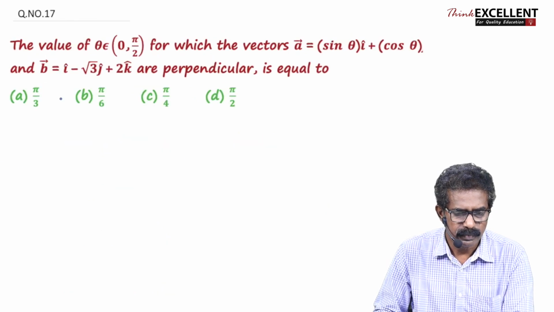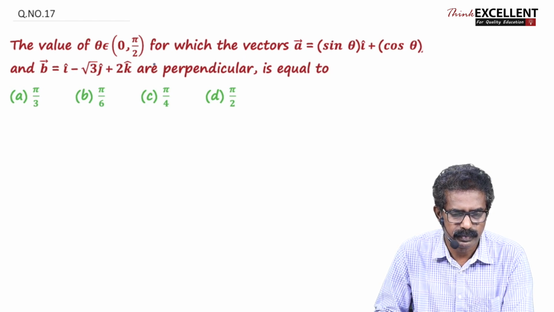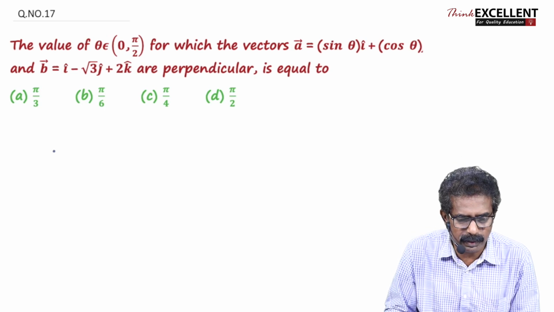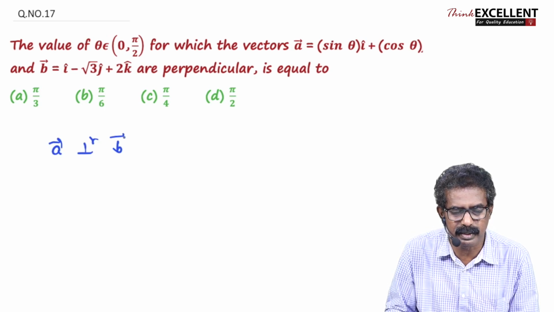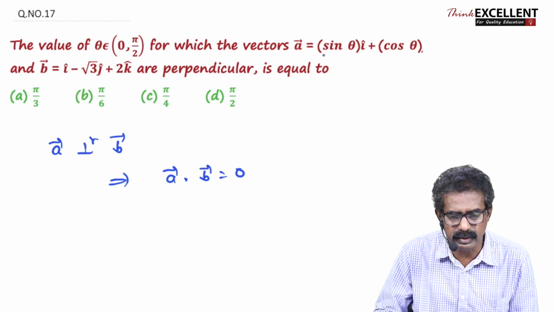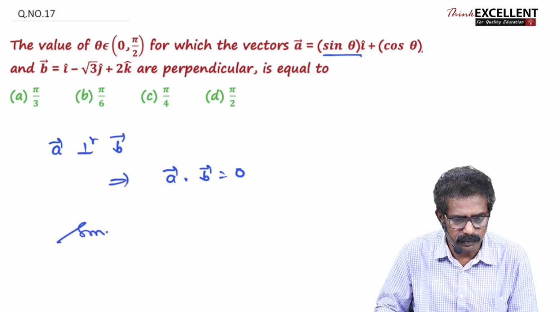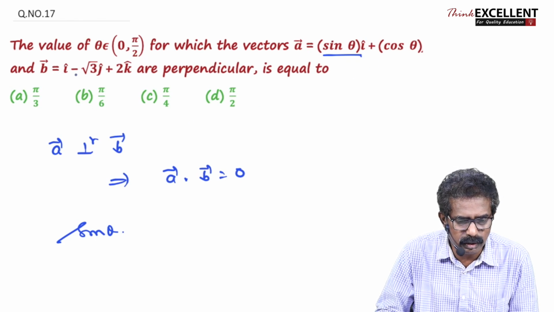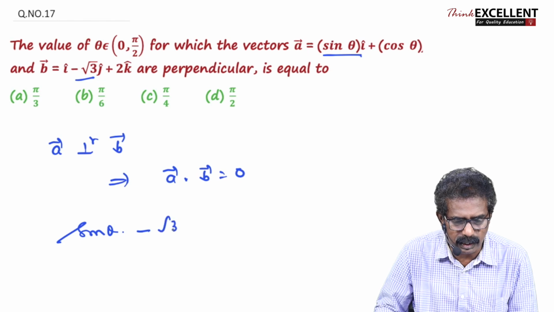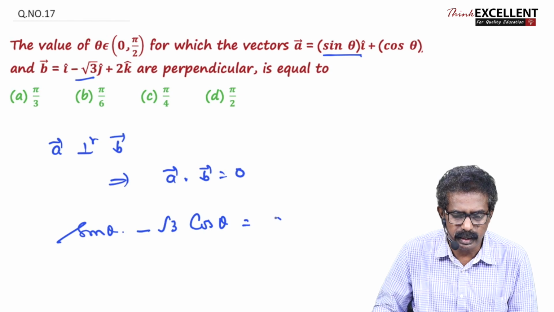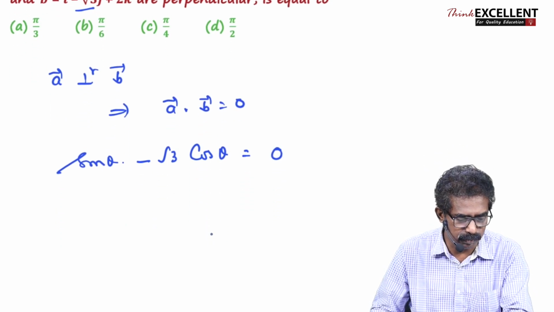Question number 17. The value of theta for which A vector and B vector are perpendicular. So A vector is perpendicular to B vector. What's the condition? The dot product is equal to 0, A dot B is equal to 0. So multiply the coefficients: I coefficient sin theta into 1, J coefficient cos theta into minus root 3, so minus root 3 cos theta, plus K coefficient 0 into 2, which is 0 only, equal to 0. So for perpendicular, the condition is dot product equal to 0.